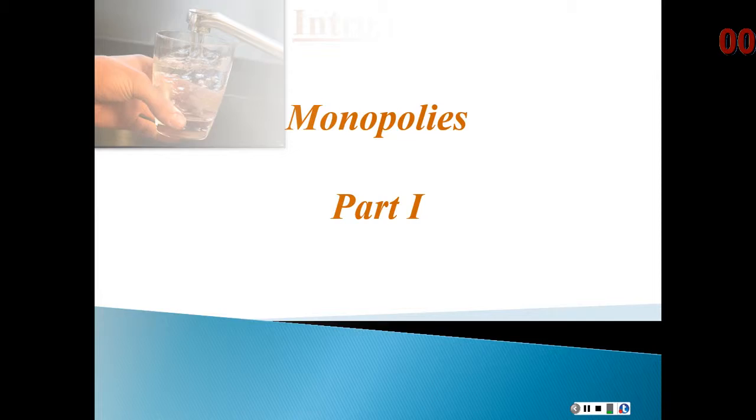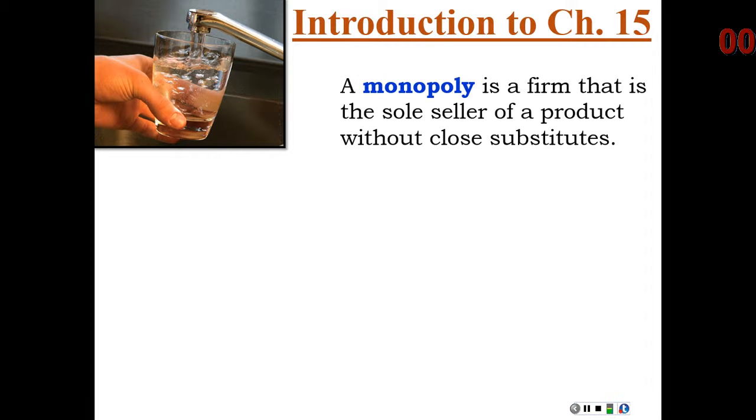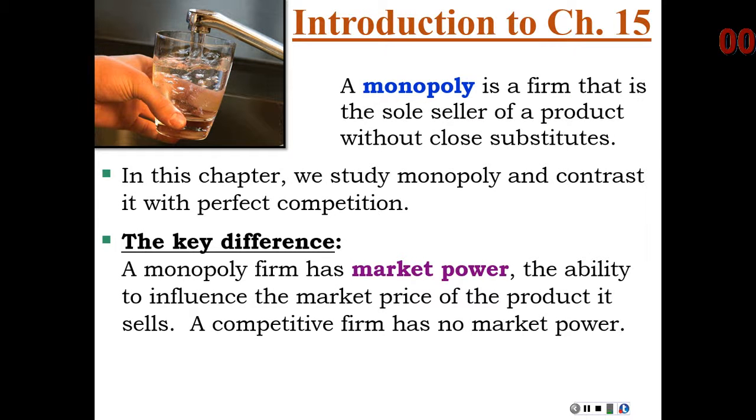Let's get started. Okay, now in Chapter 15, we're going to be talking about monopolies, which is the polar opposite from what we talked about in Chapter 14, which was competitive firms. Now the key characteristic here is that monopolies are going to have market power. That means they're going to have pricing power, and that's going to create some differences for our firm analysis.